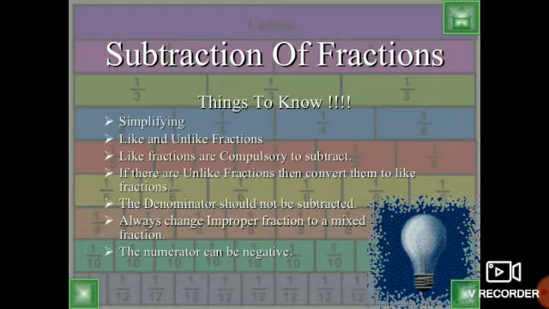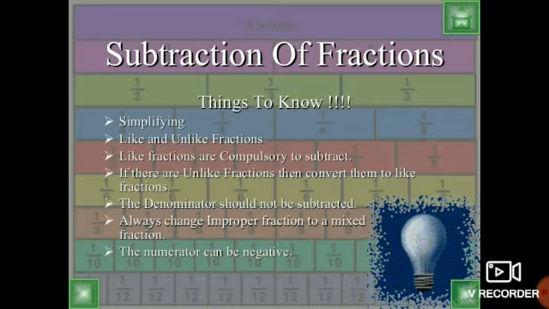There is no need to find out the LCM. And if they're unlike, then we have to make them like by finding out the LCM, by making the denominators same. And the only difference is that in addition we have to add the like fractions, and in subtraction we have to just find the difference. We have to subtract them. This is the only difference, otherwise both of them are same.